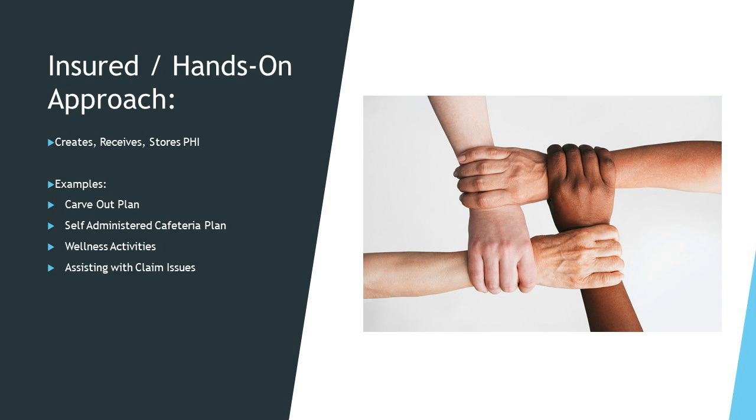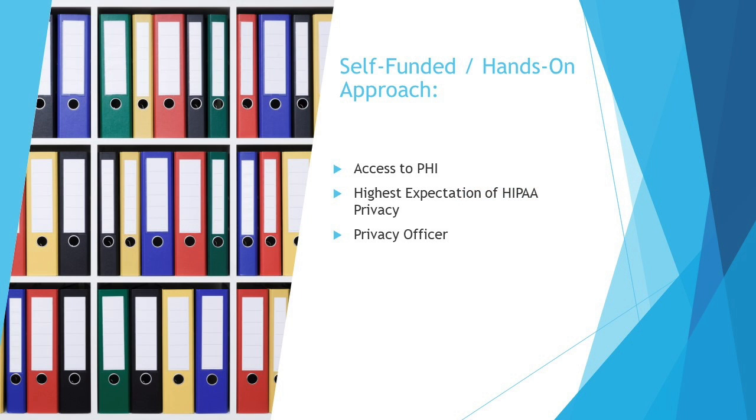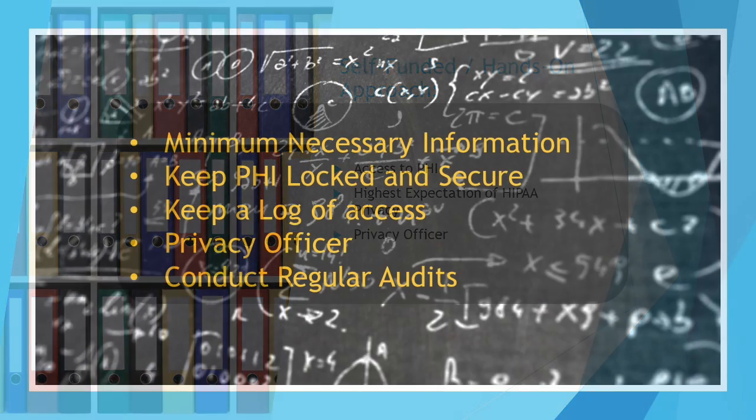Insured hands-on approach. The employer is insured and creates, receives, or stores PHI about the plan and enrollees that contain identifiable information. Examples: managing a carve-out plan, self-administration of a cafeteria plan, wellness activities, assisting with claim issues, electronic enrollment data. These employers must comply with numerous rules. Self-funded hands-on approach. All self-funded plans are assumed to have access to PHI, as this is the nature of self-funded plans. This employer has the highest expectation of HIPAA privacy and should develop a secure plan and have a privacy officer.